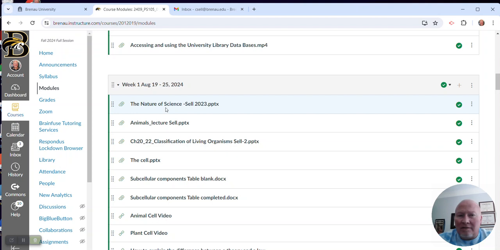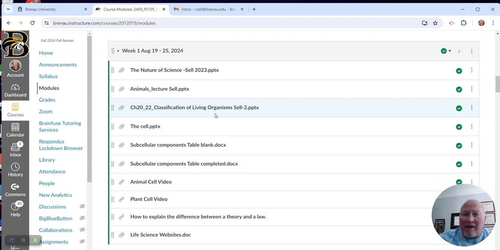Now on the course schedule, you saw day 1 as August the 20th. That's because August the 20th is our first day of class, even though the first week actually starts on Monday the 19th. For each one of the weeks, they start on Monday and they end on the following Sunday. So week 1 is the 19th to the 25th. And you will find the lectures that I'm talking about in the schedule: the nature of science, animal lecture, classification of living organisms, and the cell.